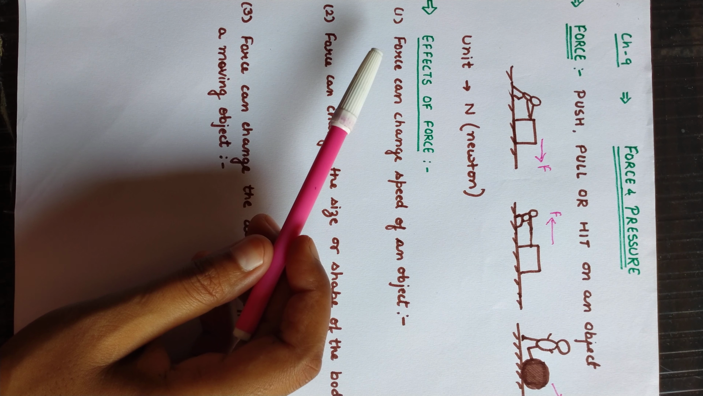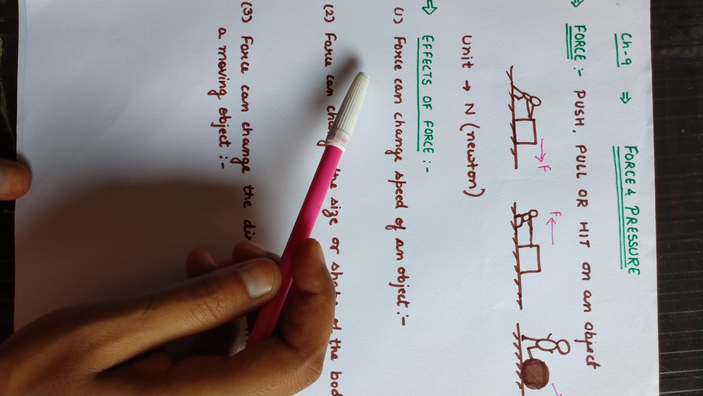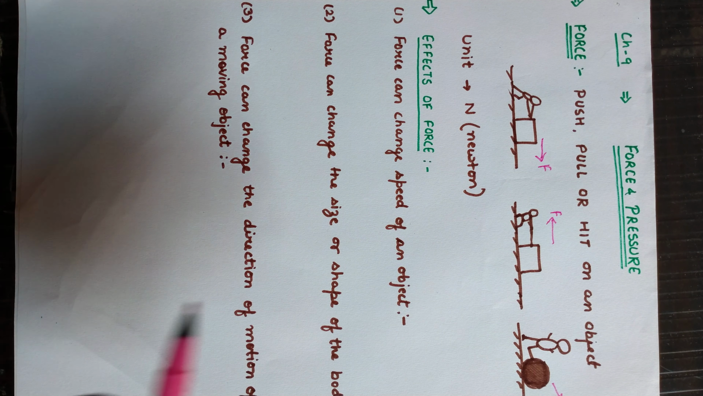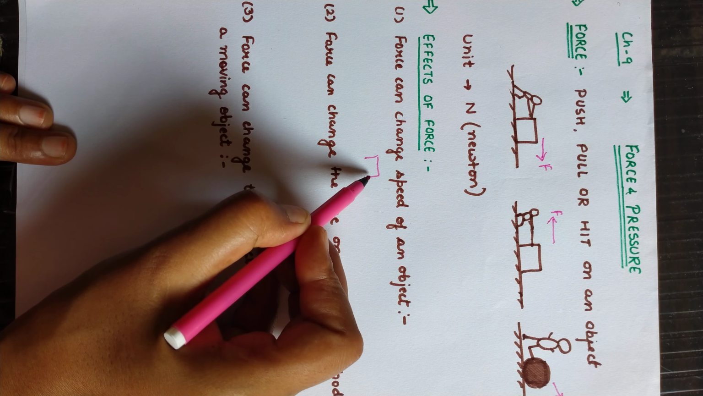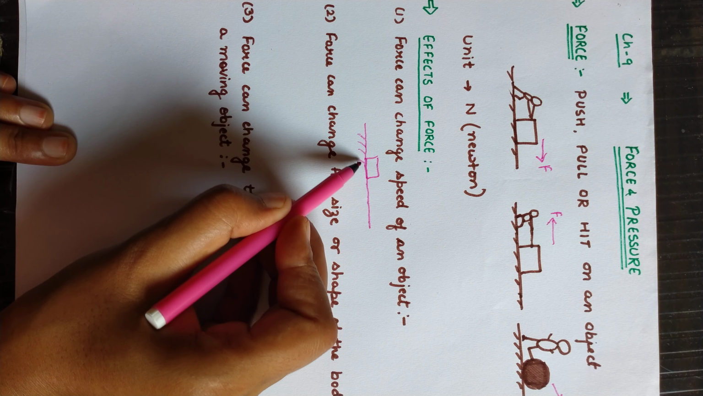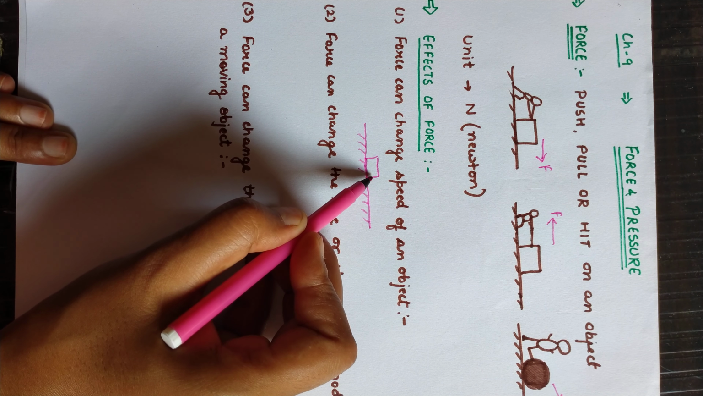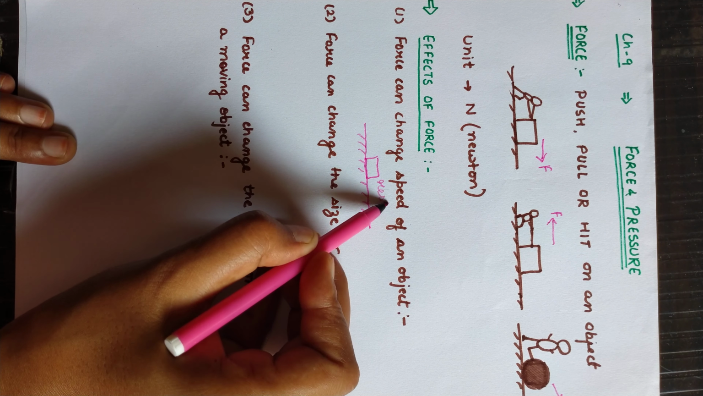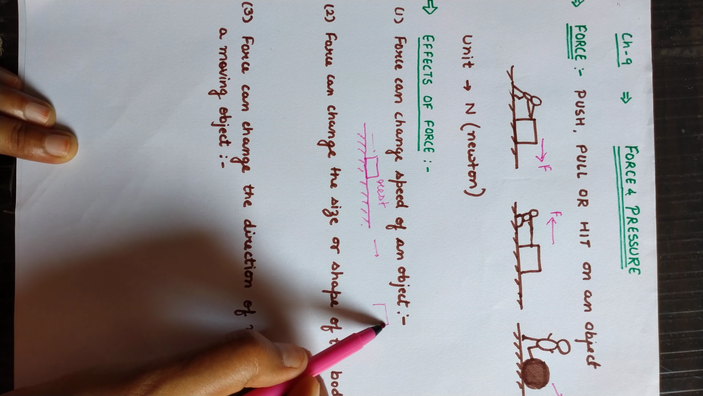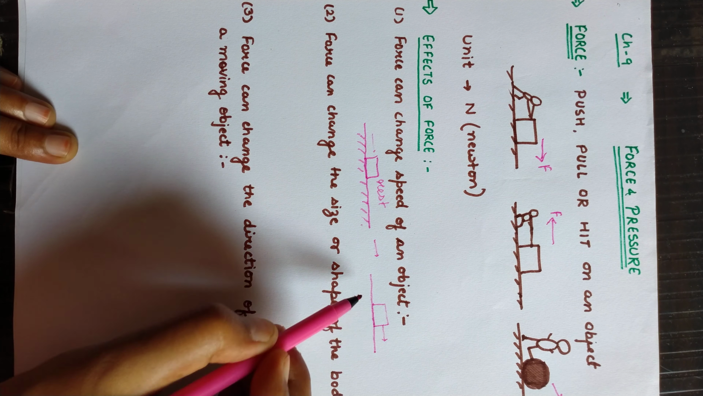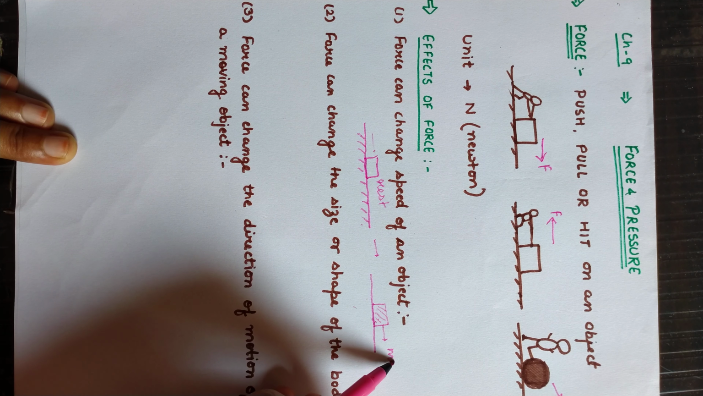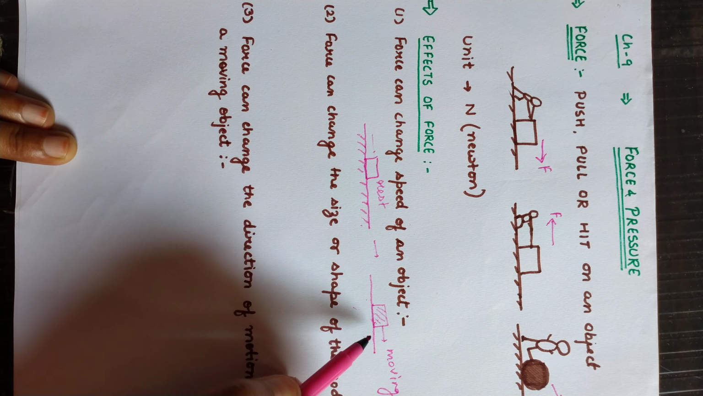Now we will discuss the effects of force. There are so many effects of force. Force can change the speed of an object. If an object is moving with a particular speed or is initially at rest, and we apply force on the object, it may start moving. Initially it is at rest, now it starts moving. That means under the effect of force, the object can move.